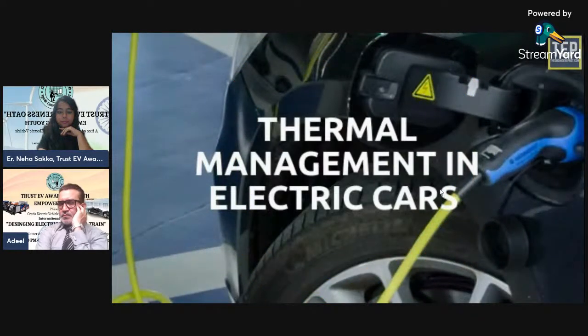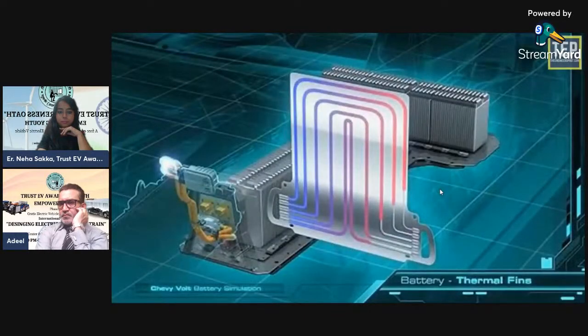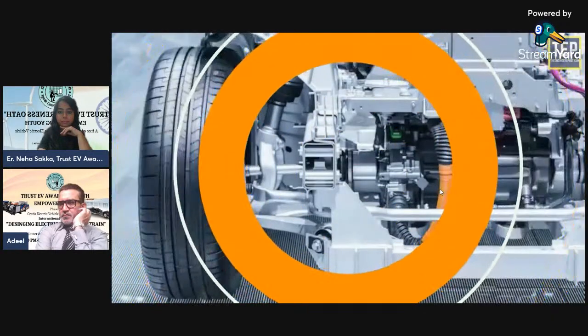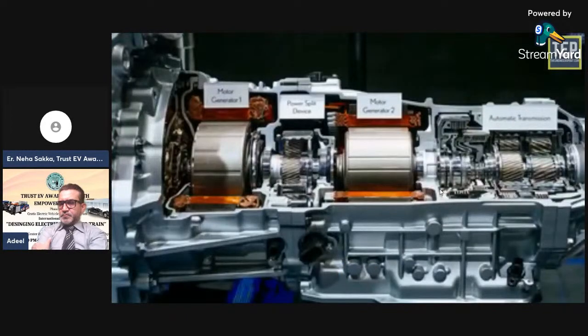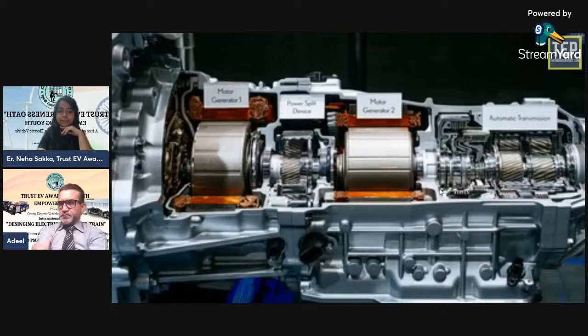Thermal system, cooling. This system maintains a proper operating temperature range of the engine, electric motor, power electronics, and other components. Transmission, electric. The transmission transfers mechanical power from the electric traction motor to drive the wheels.